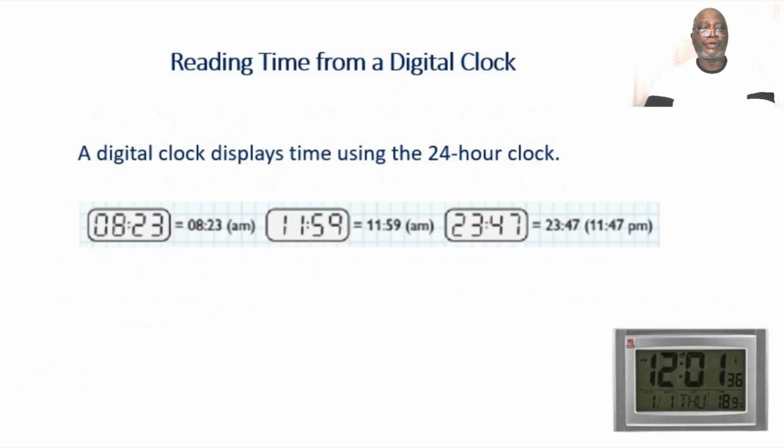Let's look at this. A digital clock displays time using the 24-hour clock. 8:23 is equal to 8:23 a.m. 11:59 equals 11:59 a.m. And then 23:47 is 11:47 p.m.